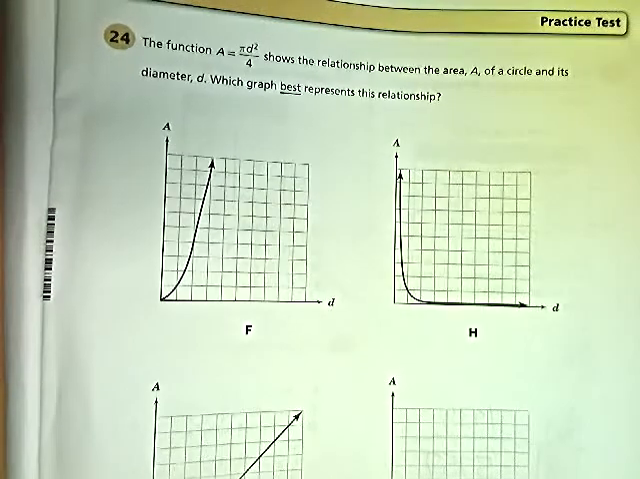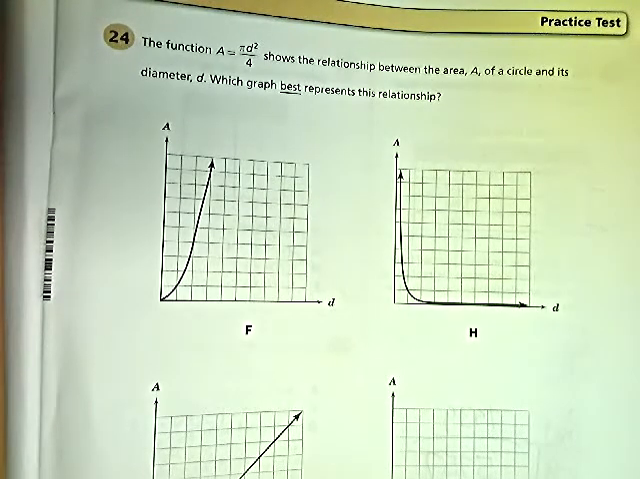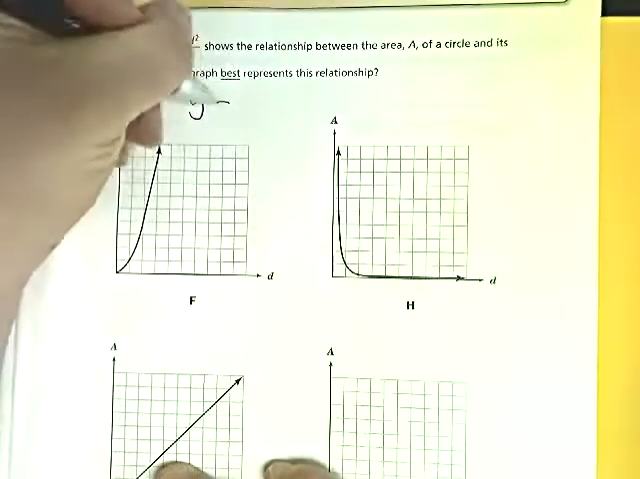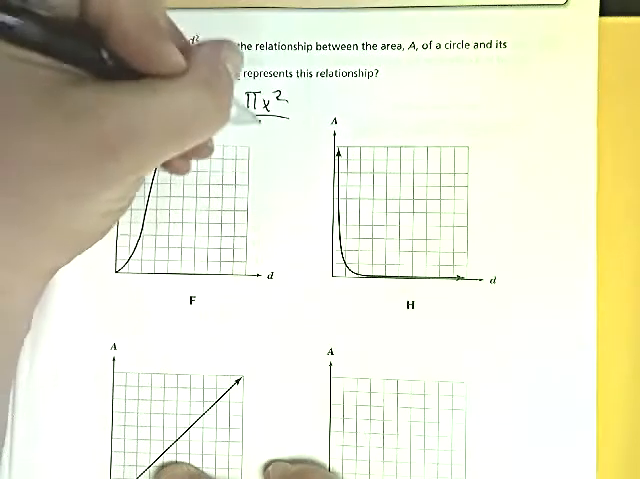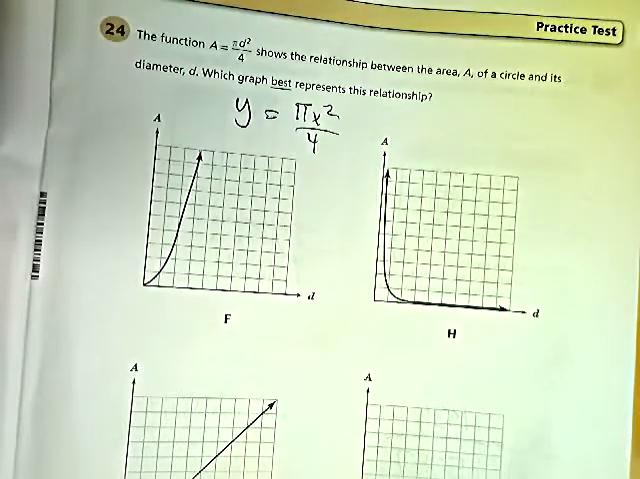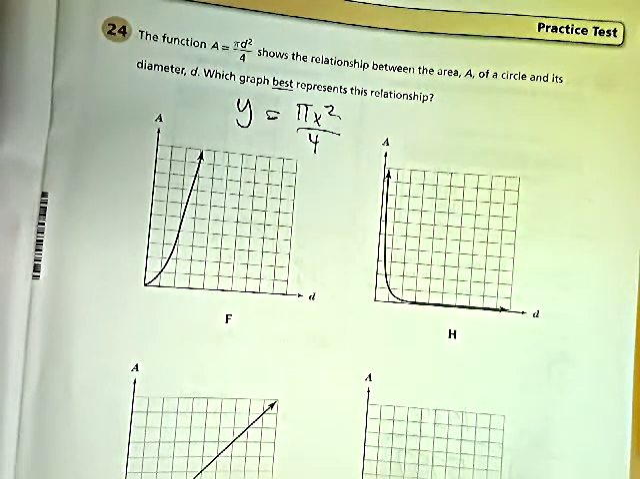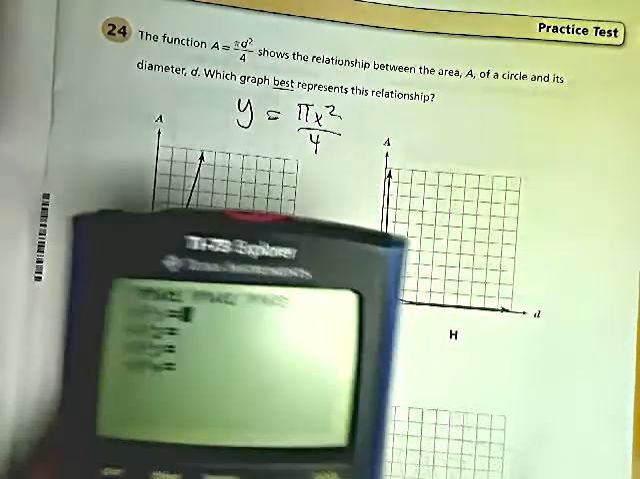The function A equals pi times d squared over 4, well, we could rewrite this equation as y is equal to pi times x squared over 4. And then it becomes really easy, because the d and the x are essentially the same exact thing. So let's go in and do y is equal to, so I go to this function.